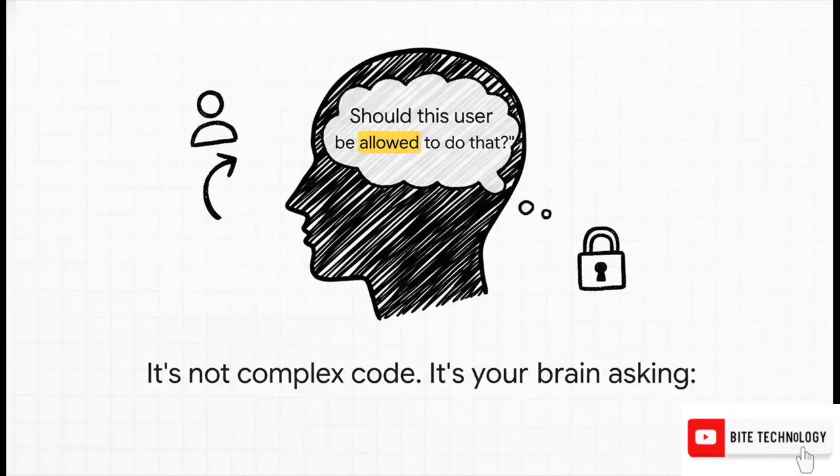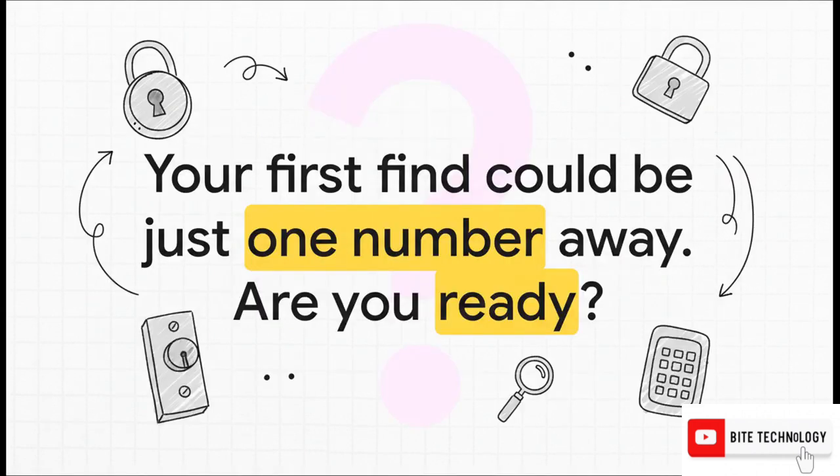So, as we wrap up, this all leads to your first challenge. And here's the main takeaway. The most powerful tool you have when starting out isn't some piece of software or a complex script. It's your own brain asking that one fundamental question over and over again. Wait a minute, should this user be allowed to do that? Remember that two-account test? Your first big find could be as simple as changing one number in a URL. It's out there, waiting. The only question is, are you ready to start checking the locks?